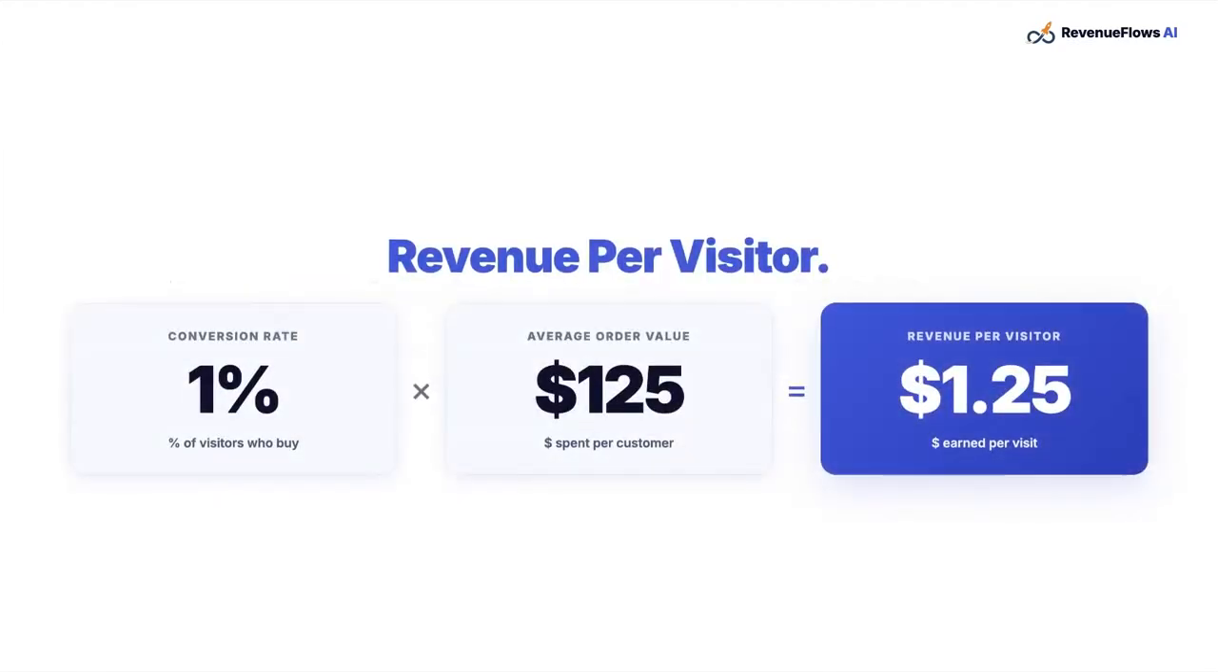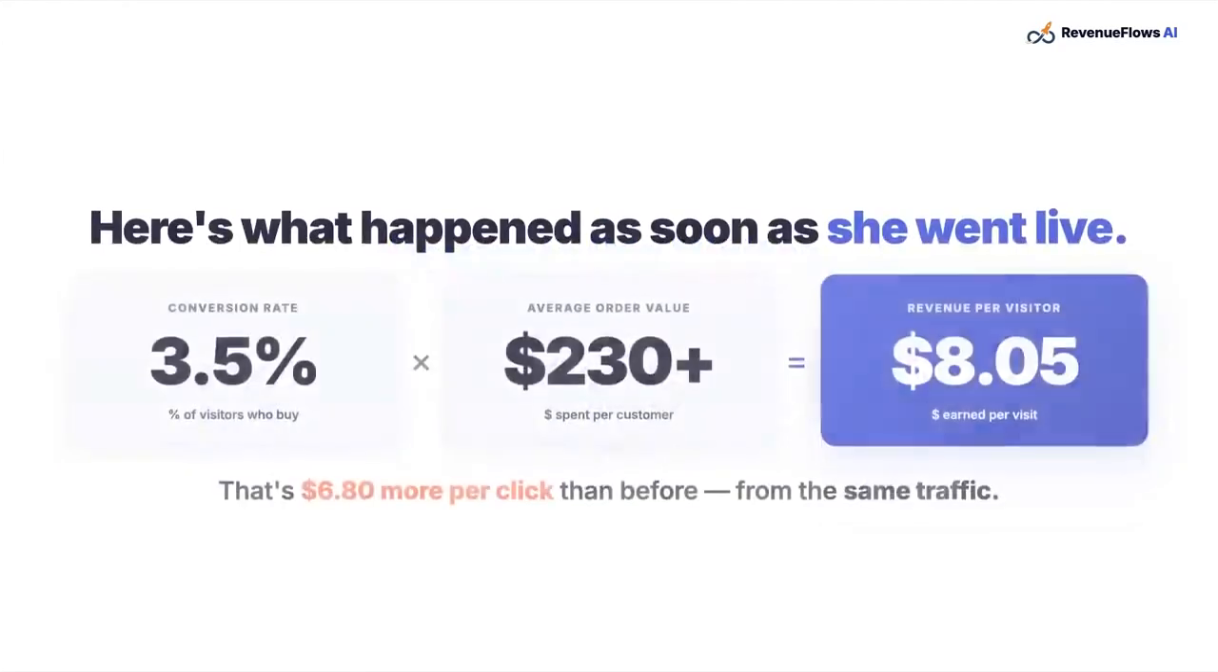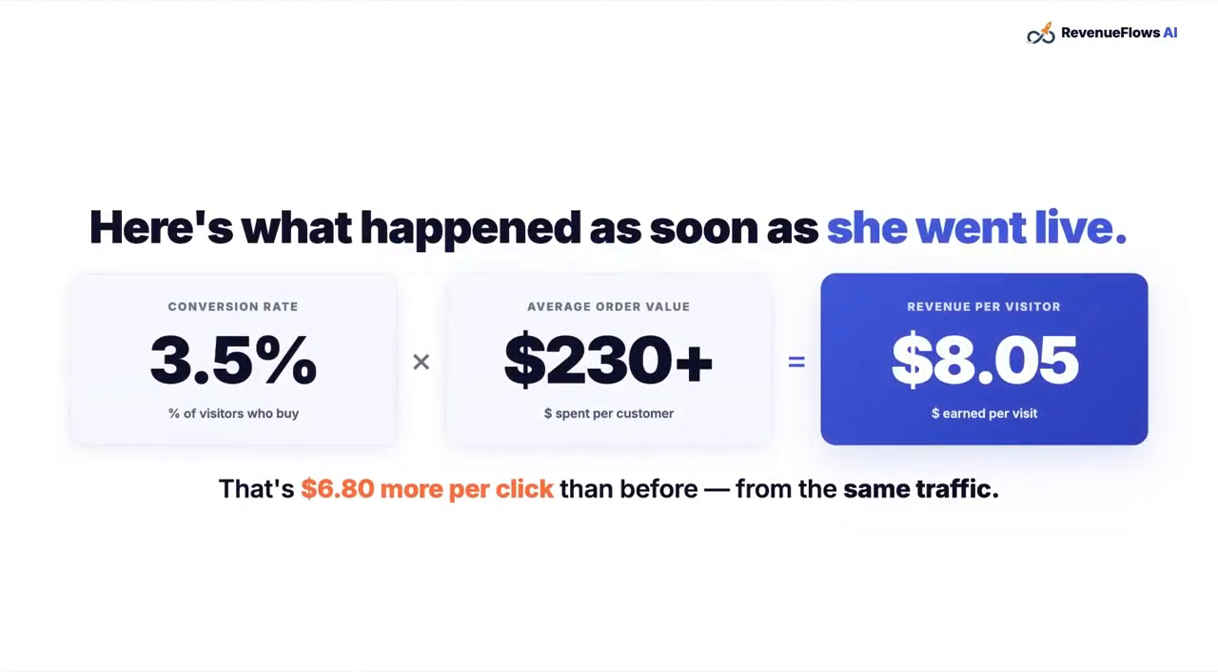See, your revenue per visitor is basically your conversion rate, so what percentage of people buy, and your average order value, which in this example is $125. That means that your revenue per visitor is $1.25. Now these numbers right here are actually from a client who came on board with us, and when she came on board, she was converting at 1% with $125 average order value, which meant that her revenue per visitor was $1.25. And here's what happened as soon as we installed this system and she went live.